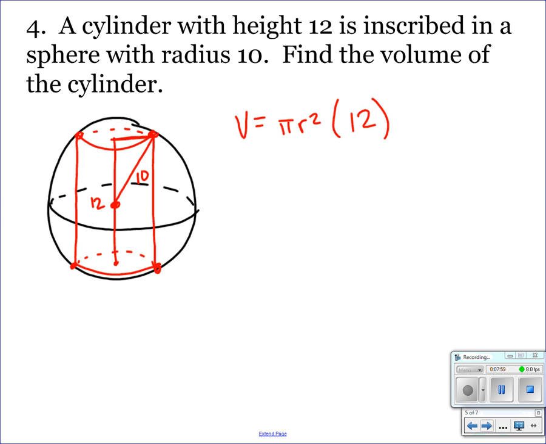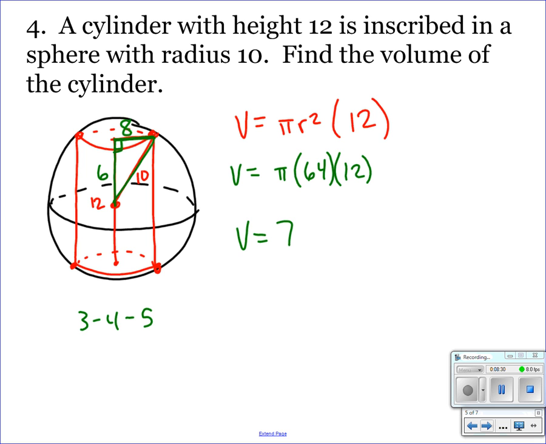Well, we know the height is 12, so half of it is 6. We have a right triangle there. Hopefully you recognize that it's a multiple of a 3, 4, 5 right triangle. So this length right there is going to be 8. So we know the radius squared is 64, times 12. Our volume is 768 pi. We don't have any units, so we are done.